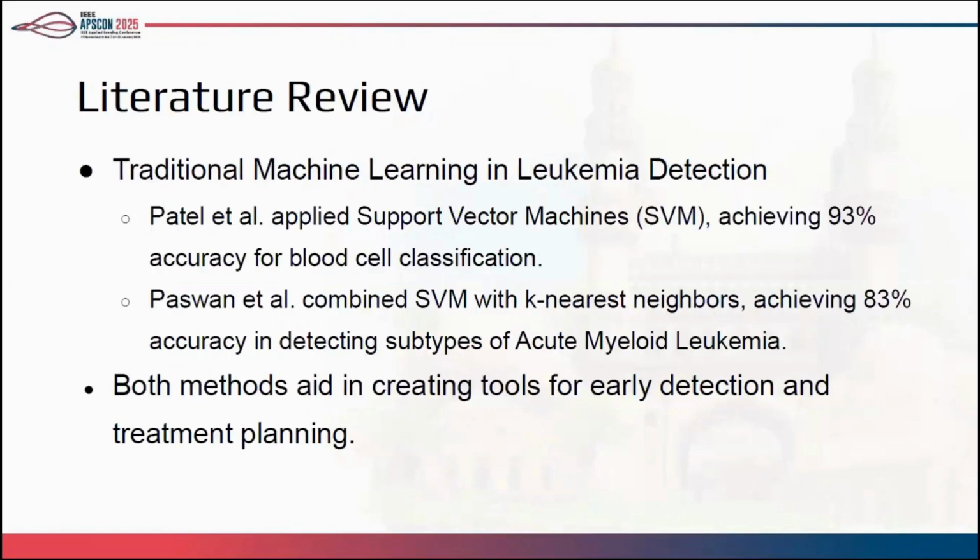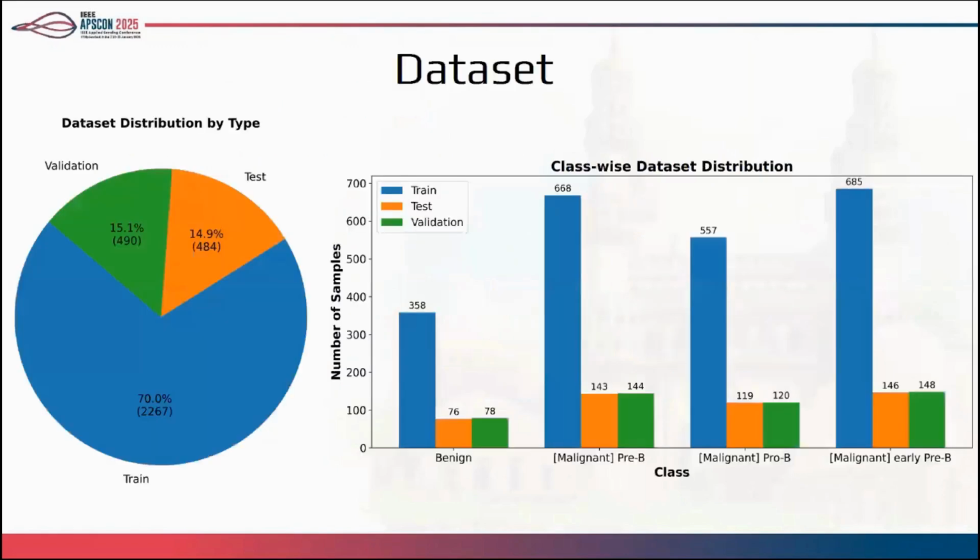Not only deep learning, machine learning is also performing well in this area, especially in detecting different kinds of cancer and especially in leukemia. There are multiple works which achieve high accuracy and high performance. Both methods, machine learning and deep learning, help with early detection and with creating tools which improve the medical system, especially helping the professionals in that area.